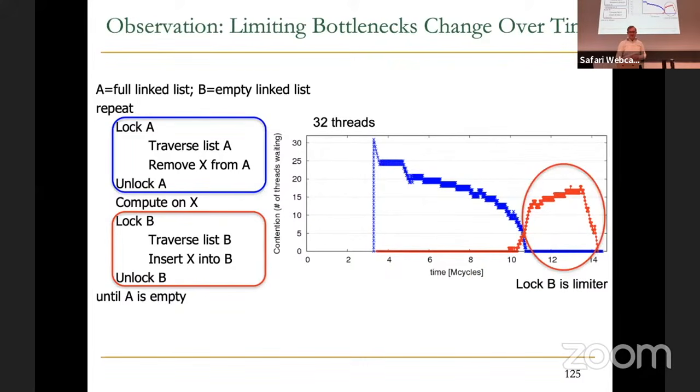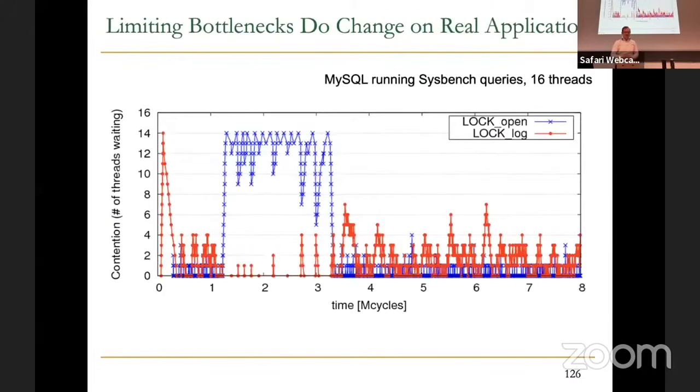And then there's some area, some time where both of them could be limiters to different degrees. Okay, so that's just a cooked up example. Here is the real example from MySQL, which is actually more complicated. We're just looking at 2 locks over here and 16 threads. And we're looking at how many threads are waiting for each of the locks. And this is a fine grain, as you can see.